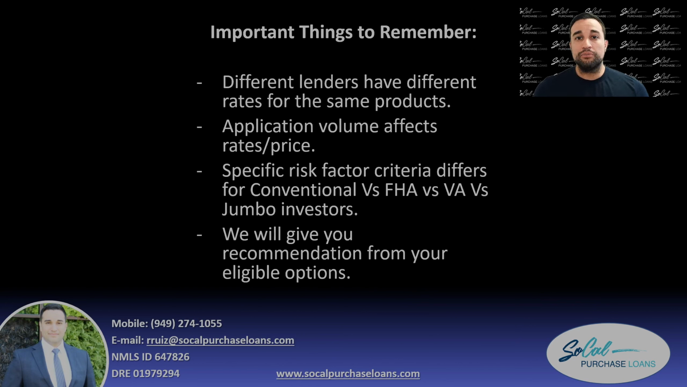All right, a couple important things to remember. Different lenders have different products, and they have different rates for the same products. I mean, you can go to Bank of America, Wells Fargo, and ask about their 30-year fixed, and they're going to have different interest rates. And that's just the difference. Some companies have more expenses for marketing, different profit margins, different viewpoints on what the economy is going to be doing, and for that reason, you're going to see variances in their prices and rates.